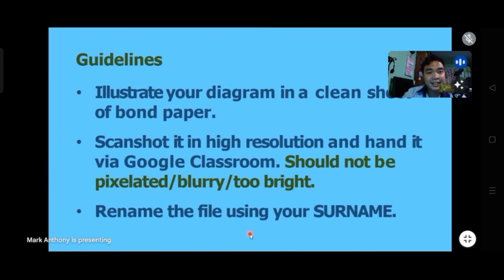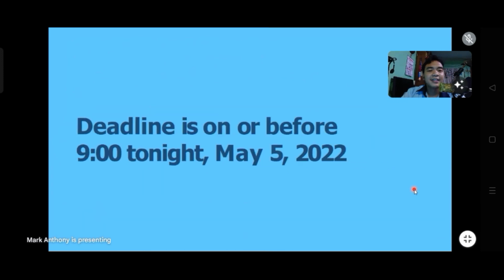So here are the guidelines. Illustrate your diagram on a clean sheet of bond paper. Scan or shoot it in high resolution and hand it in via Google Classroom. It should not be pixelated, blurry, or too bright. And rename the file using your surname. Deadline is on or before 9 tonight, May 5, 2022.